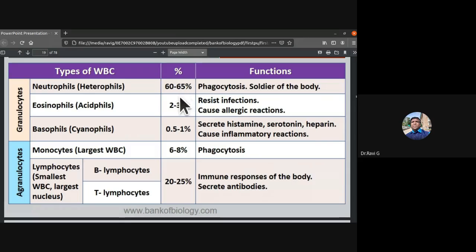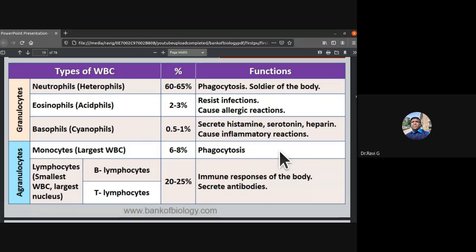And you should also remember the percentage. Monocytes are the largest WBC. 6 to 8% of the total WBC is made up of monocytes. They are phagocytic in nature, that is, cell eating. Again, they are also soldiers of the body.